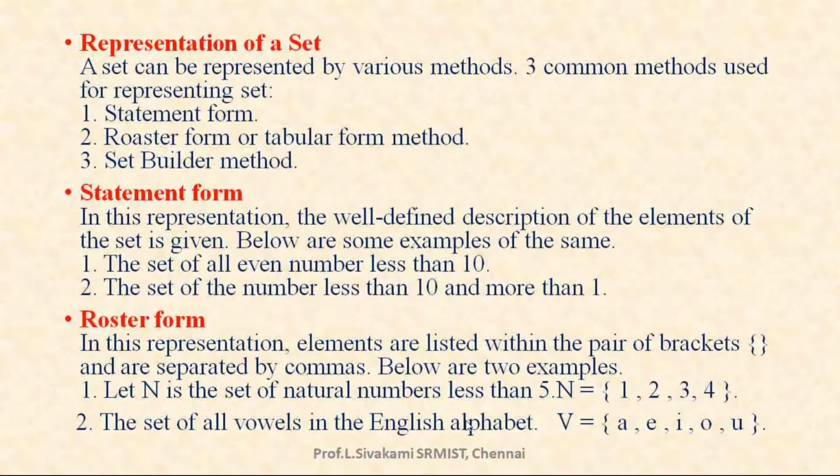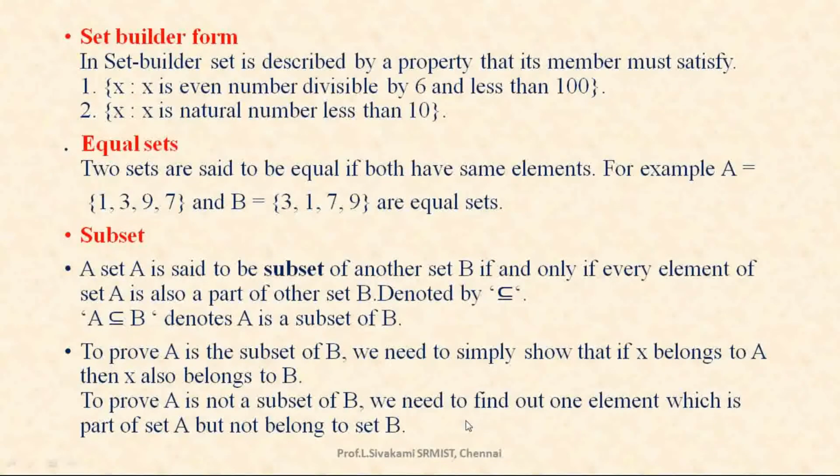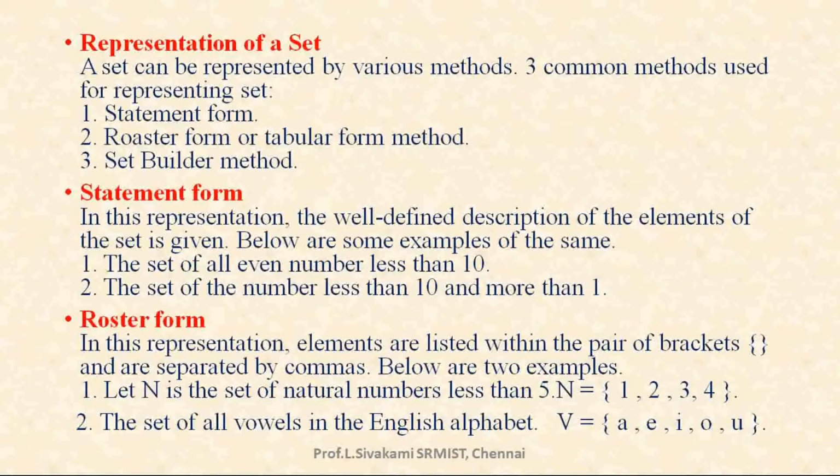A set can be represented by three different methods. First one is the statement form, second one is roster form or tabular form, third one is the set builder method. Under the statement form, we have to represent the entire statement of the concept, for example, the set of all even numbers less than 10 or the set of all numbers less than 10 and more than 1. So these two are simple sentences which represent a perfect and particular meaning of the concept. So this is called the statement form.